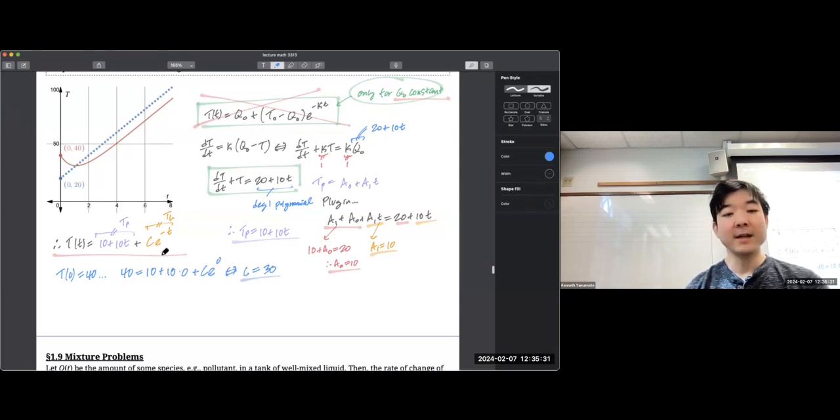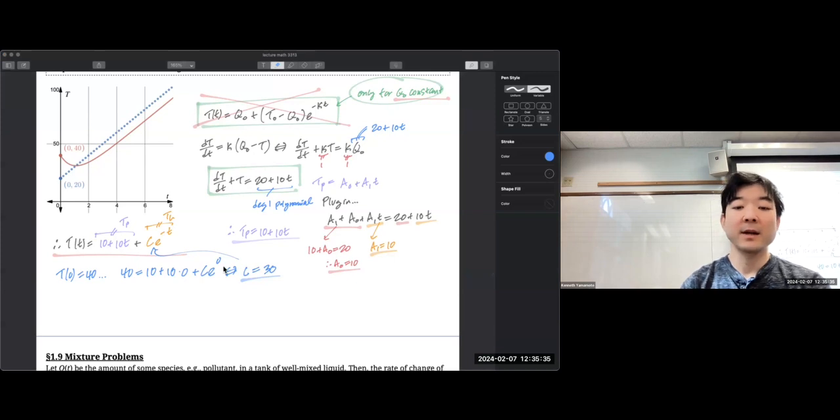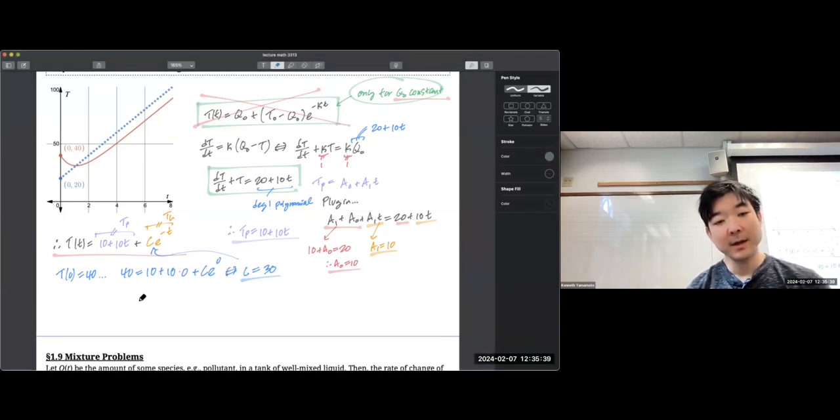So if you plug that into here, then we do get an actual formula for the temperature as a function of time. It's going to be T of t is equal to 10 plus 10t plus C, no, C is 30 now, so e to the negative t.